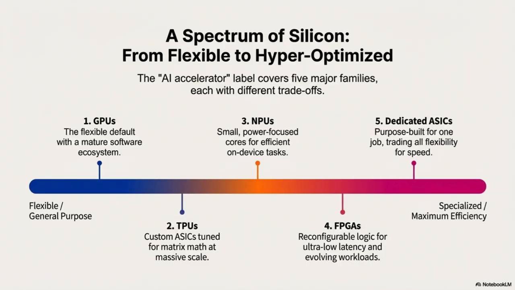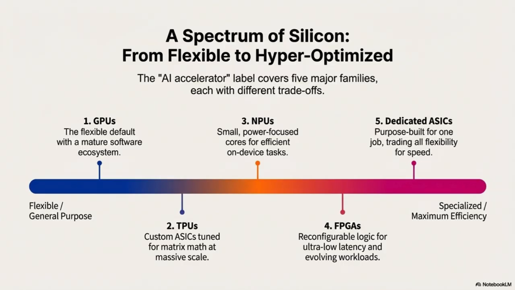And then the more specialized stuff. Right, like TPUs, Google's custom chips. They are ASICs, application-specific integrated circuits, tuned specifically for matrix math at a massive scale inside their cloud. They trade flexibility for raw, specialized speed. And then the smaller ones, the NPUs. Neural processing units. These are small, power-focused cores you find on device. In your phone, your laptop. Their main job is efficiency and a tight power budget.